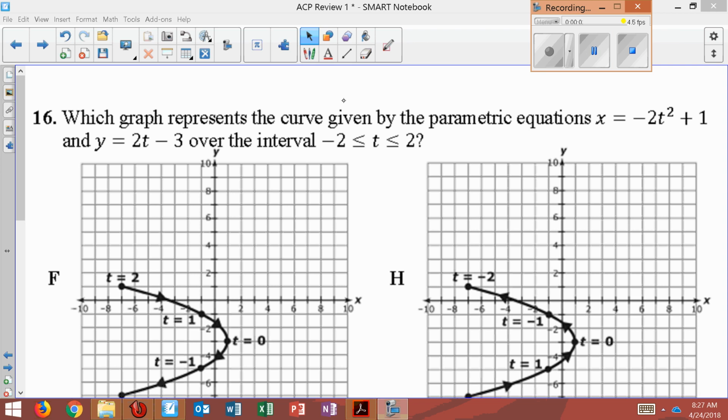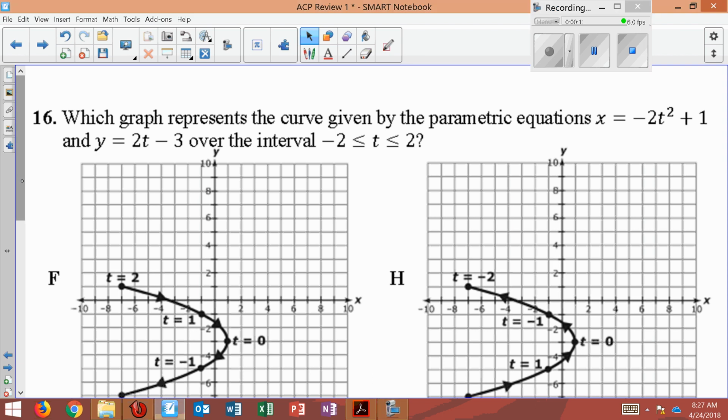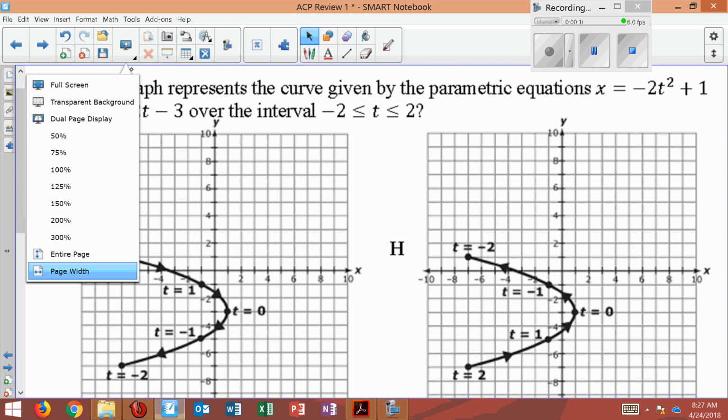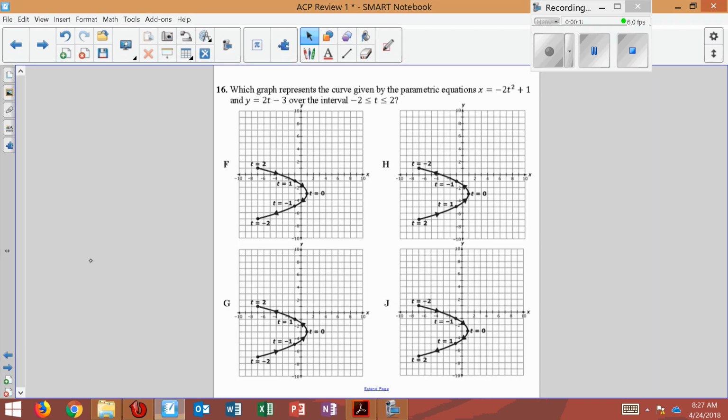Number 16, which graph represents the curve given by the parametric equations x equals negative 2t squared plus 1 and y equals 2t minus 3 over the interval negative 2 is less than or equal to t, which is less than or equal to 2. And then we have these 4 images. And I'm going to zoom out here so we can kind of see more of the images.